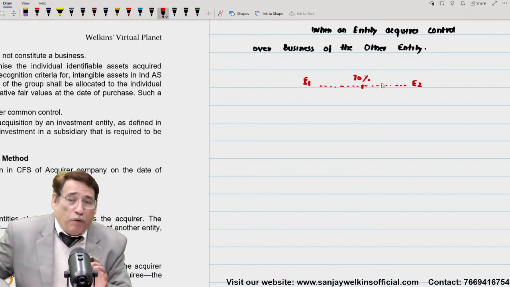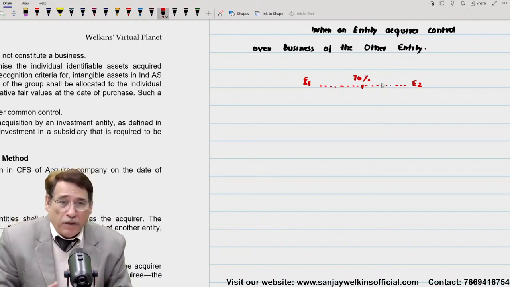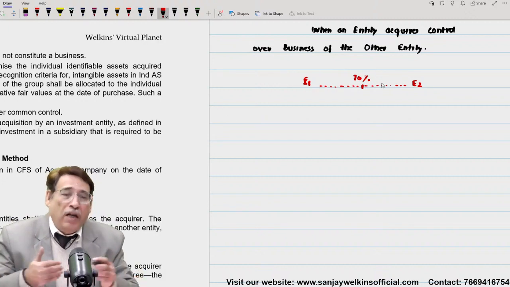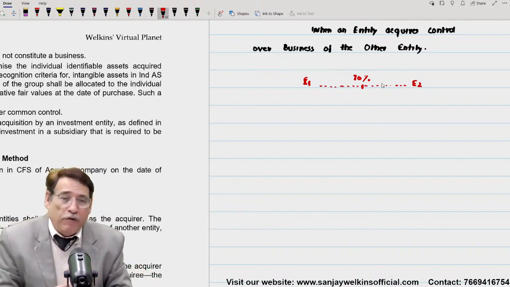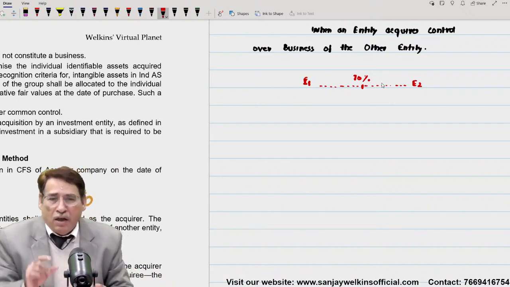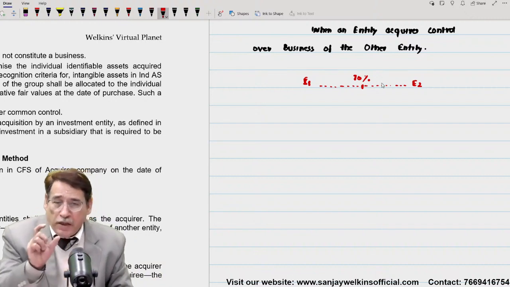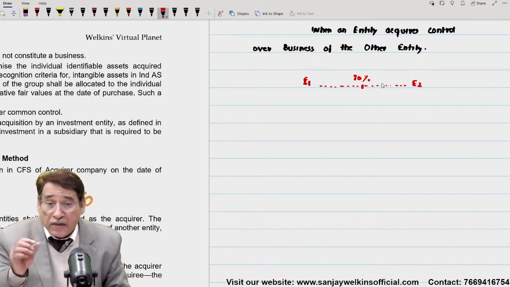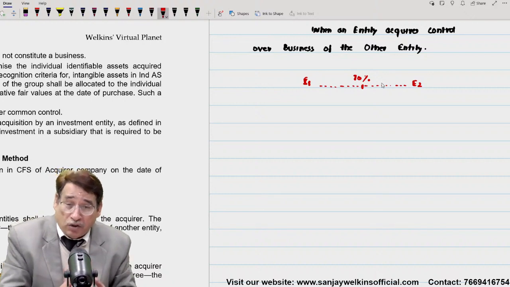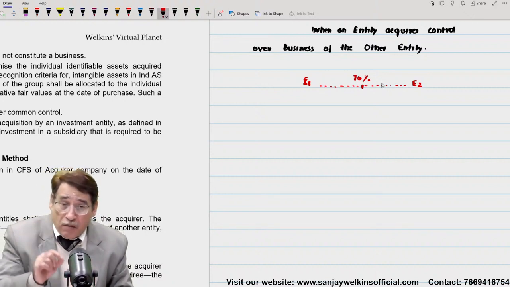It is very important to understand that when an entity gets the control over the business of the other entity, or whenever in this particular chapter we will say that this entity has got control over the other entity, it is of paramount importance that the other entity must meet the definition of business as given by Ind AS 103. Is it clear to you? Then only Ind AS 103 will come into play.